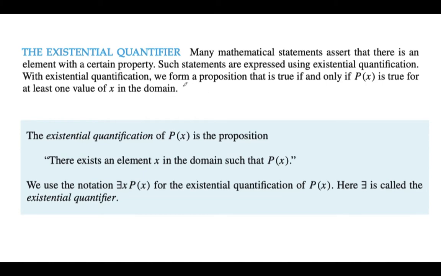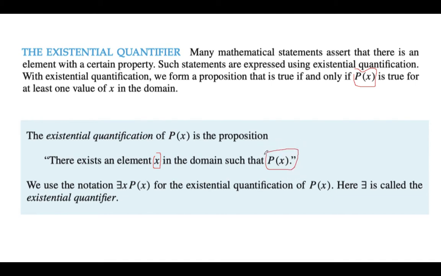All right. So the existential quantifier gives us the idea that for some P of x there must be one x that is true. At least one value of x in the domain is true. So we will understand how the existential quantification of P of x is the proposition there exists an element x in the domain such that P of x, meaning there is an x for which the P of x statement is true.